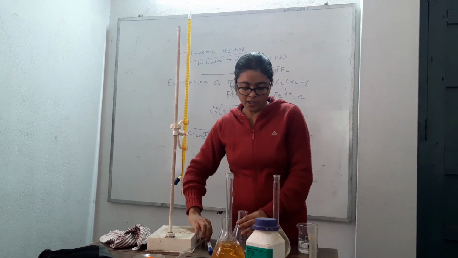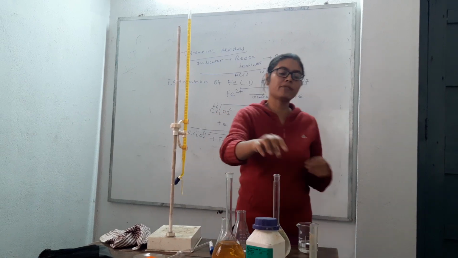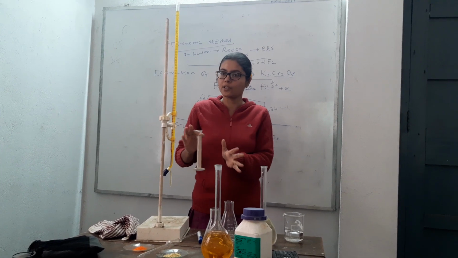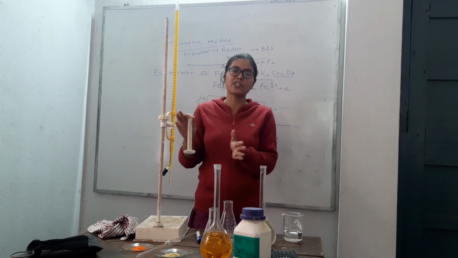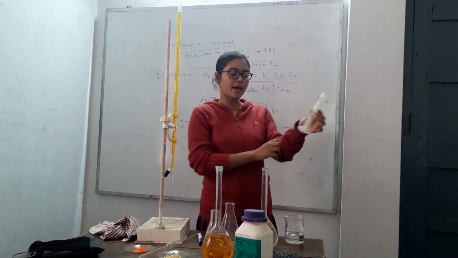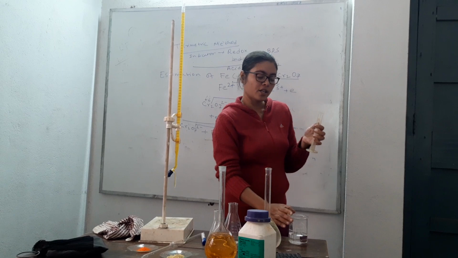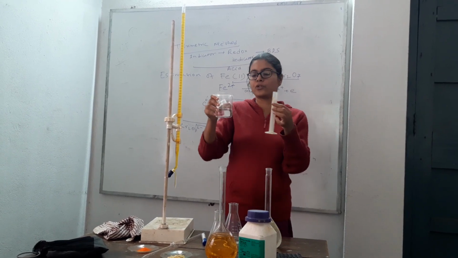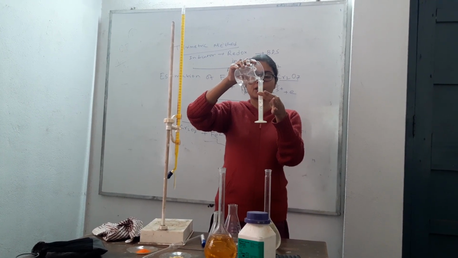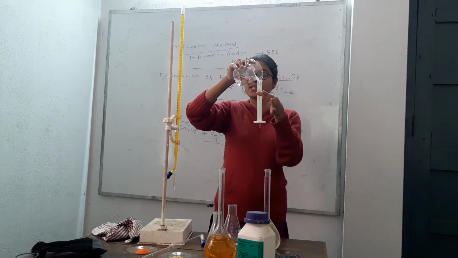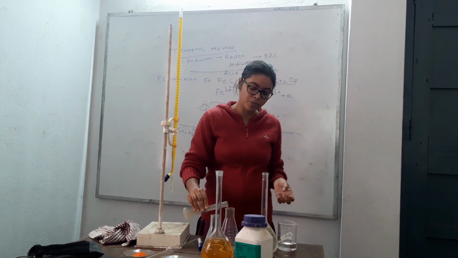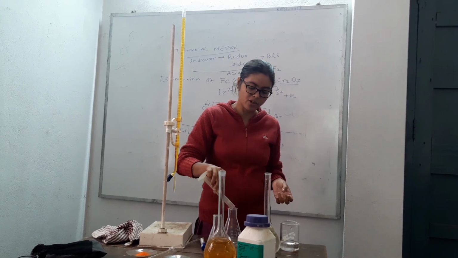Now we have to add 25 ml. As I said, for this titration we need a proper condition. This titration happens in acidic pH, so we need an acidic pH. So we add 25 ml of 4 normal H2SO4. This is 4 normal H2SO4. I am using the measuring cylinder, so it is approximately 25 ml. Okay. So here we put it into the conical flask.